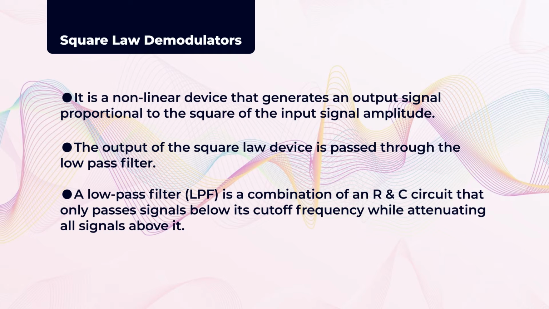The low pass filter is a combination of resistance and capacitor that only passes signals below its cutoff frequency while rejecting all signals above it. This low pass filter will pass only the low frequency modulating signal.